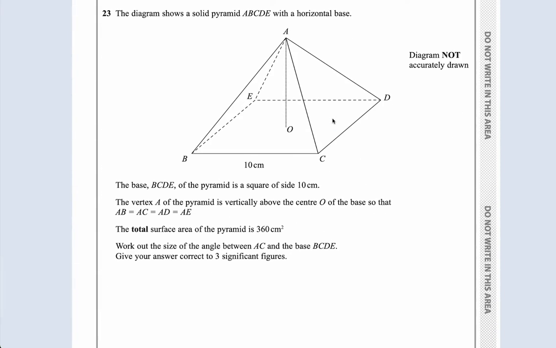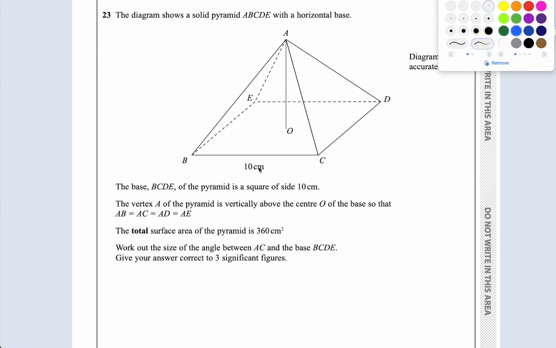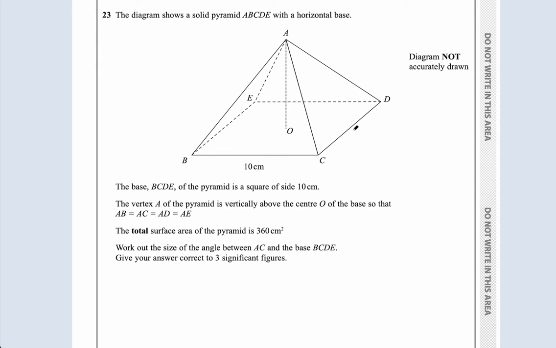Question 23. Okay, the diagram, we have a pyramid. It's a square base of 10 centimeters. So this is 10 centimeters, guys, but this is also 10, and this is 10, and this is 10. These lengths are the same, AB, AC, and AD. And the total, in bold guys, the total surface area is 360 centimeters squared. Work out the size of the angle between AC and the base.